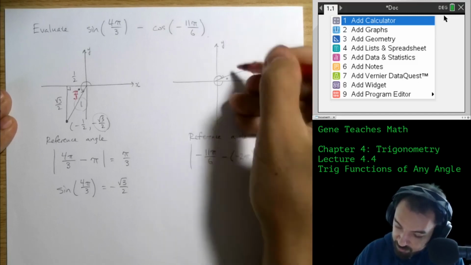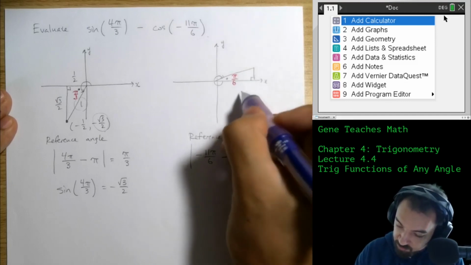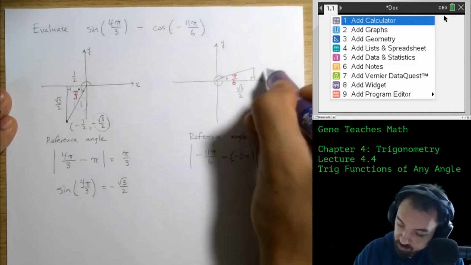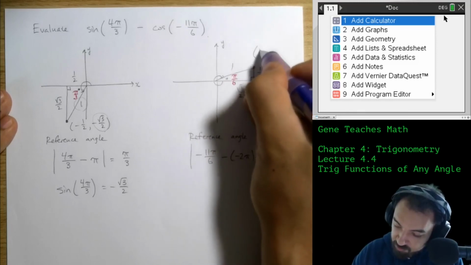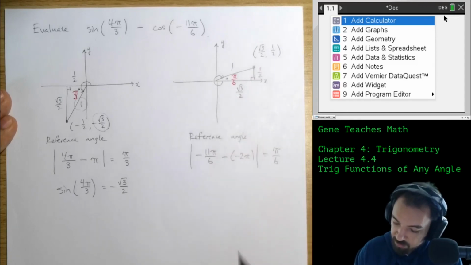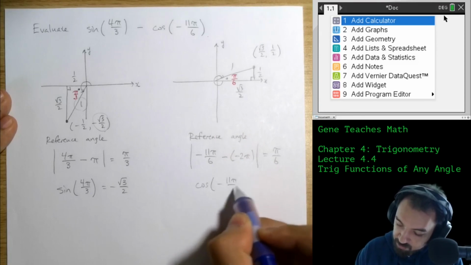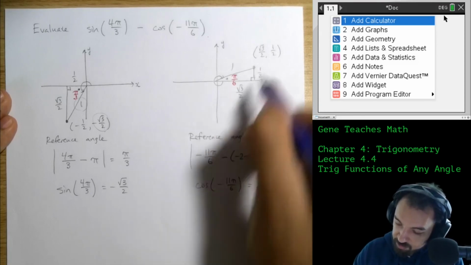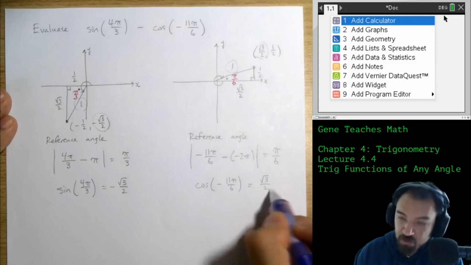So the reference angle, pi over 6, tells us that the sides of this triangle are root 3 over 2 to the right, 1/2 up, and 1 for the hypotenuse. The coordinates of this point are root 3 over 2, comma, 1/2. So to get the cosine of negative 11 pi over 6, we would simply say the x coordinate divided by the hypotenuse is root 3 over 2.